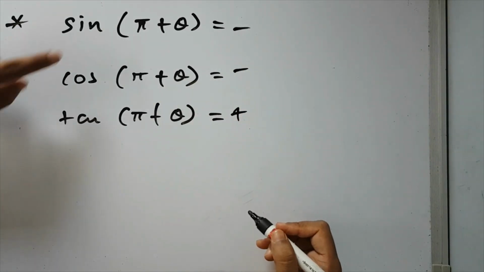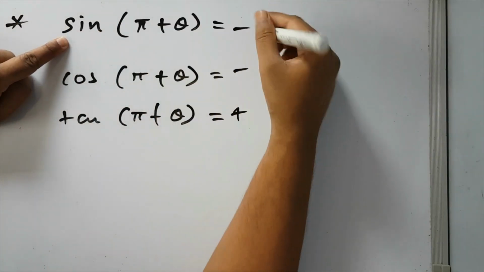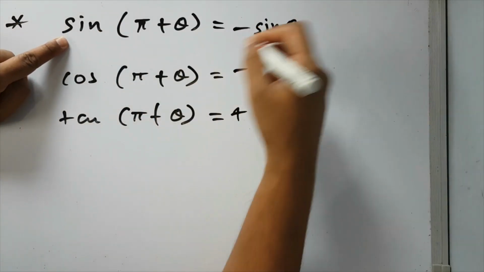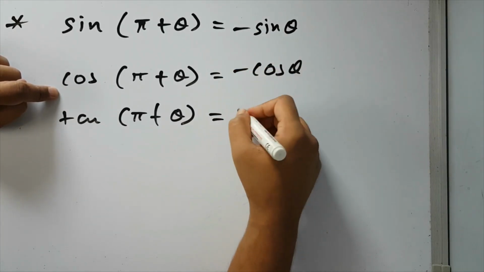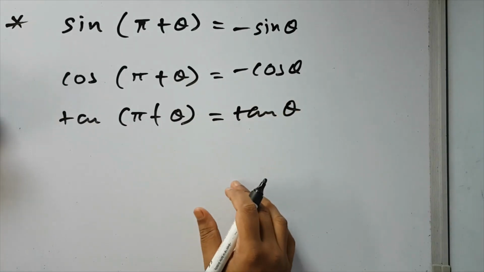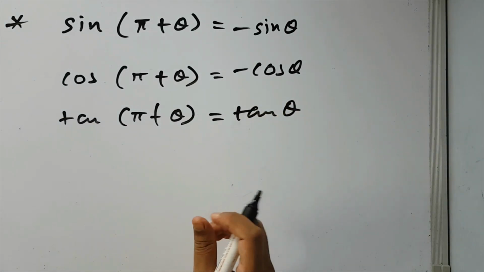Now since you have written in terms of pi, you don't have to change the function. Then you can just write this is minus sine theta, this is minus cos theta, and this would be plus tan theta. I hope you have understood, you got an idea of how you solve this.